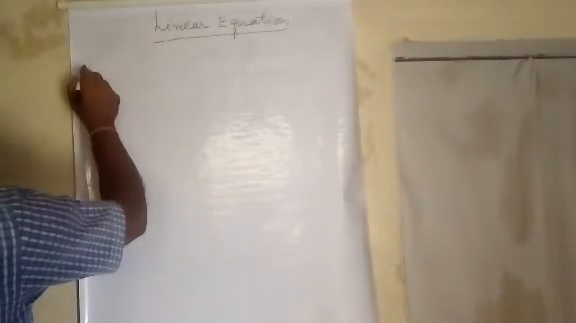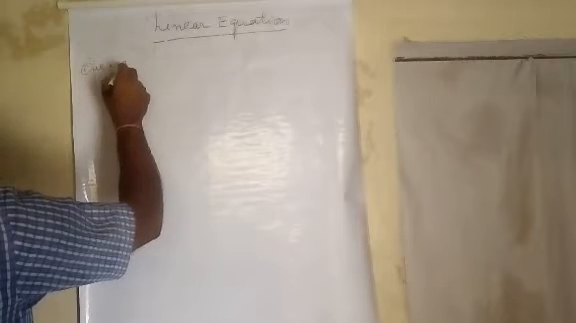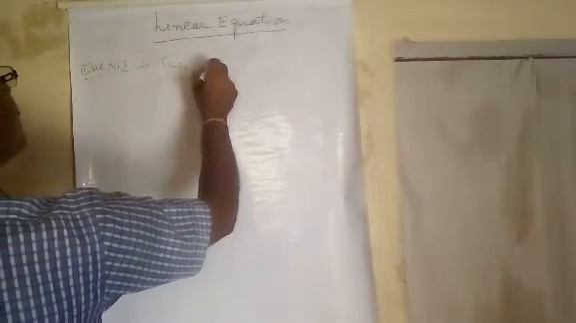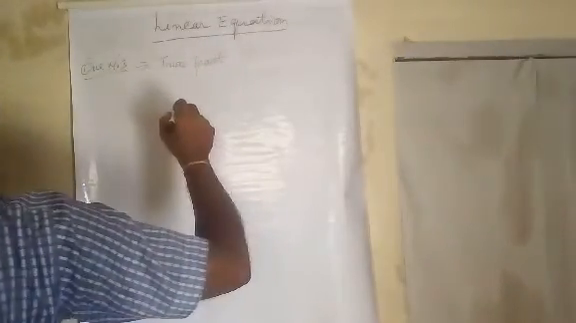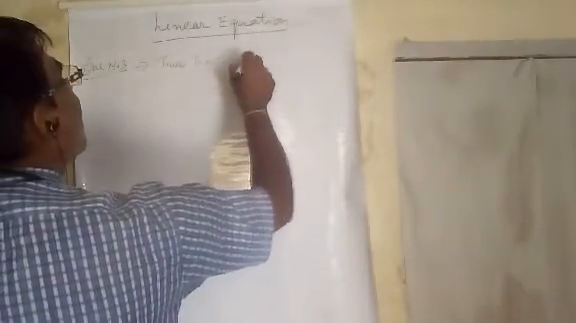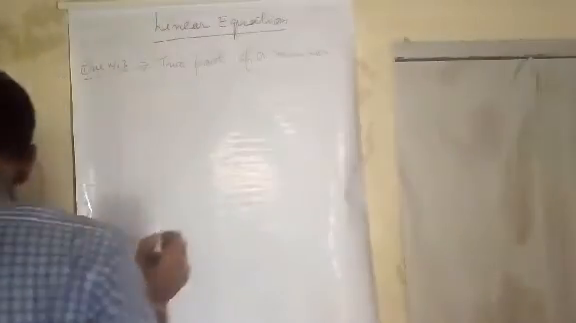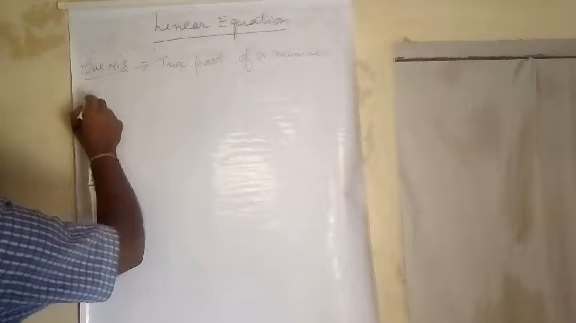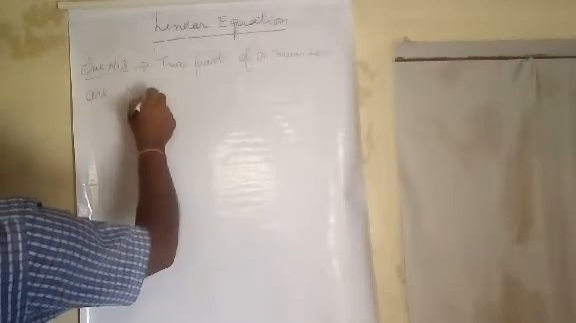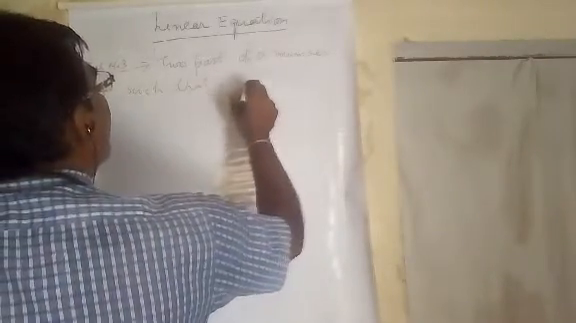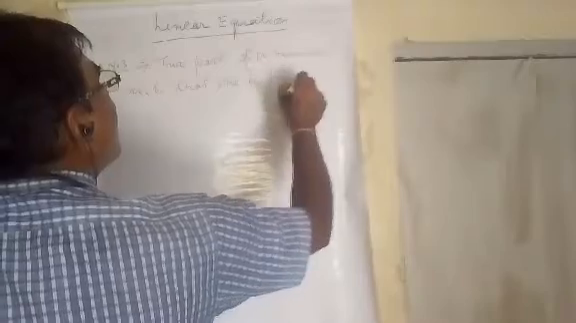Question number 3. Two parts of a number are such that one is half the other.